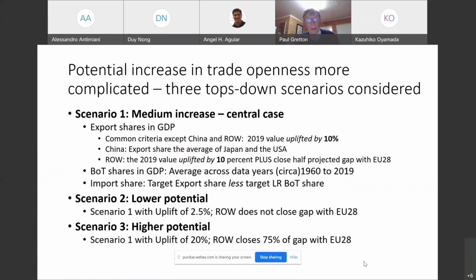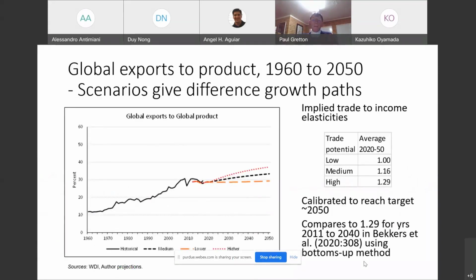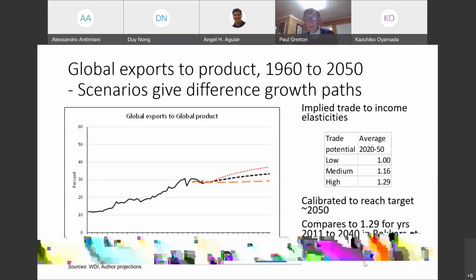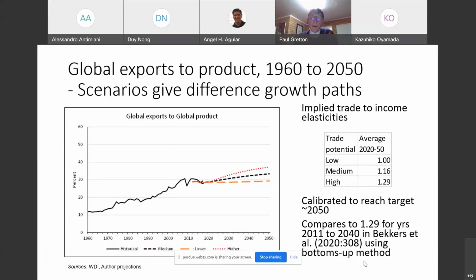But you'll see from here the medium and high. So the top dotted line is the high growth scenario, which gives a trade elasticity of about 1.29, and it just happens that Beckers et al. in 2020 came up with, over a slightly different period, a similar elasticity. But that could be at the higher end of things.